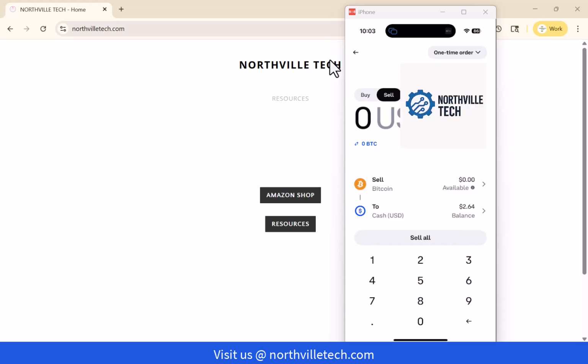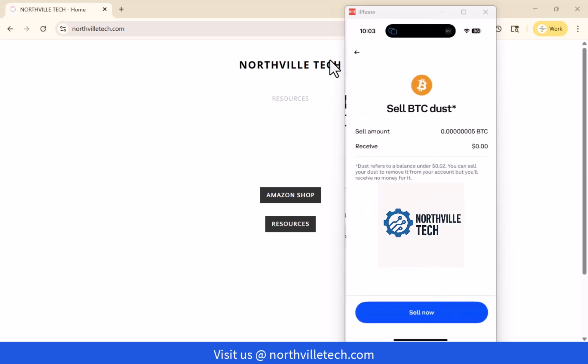All right, now you can see an option for sell all. So go ahead and tap on sell all since we are planning to sell all of them. So it gives you an explanation of what Bitcoin dust is. It refers to a balance of under 2 cents. And now we have to tap on sell now at the bottom.